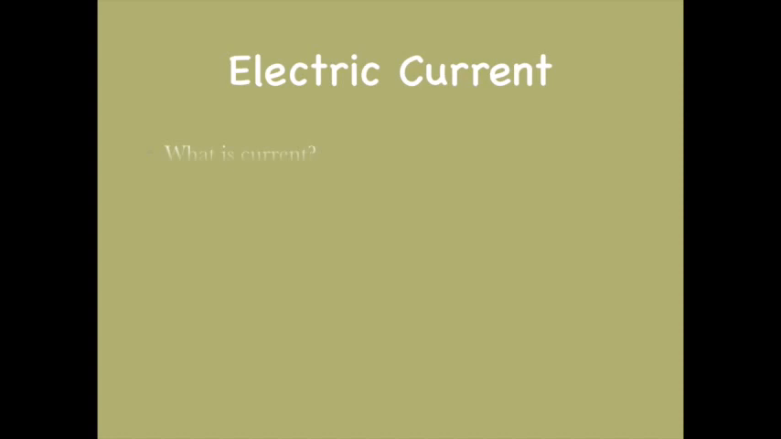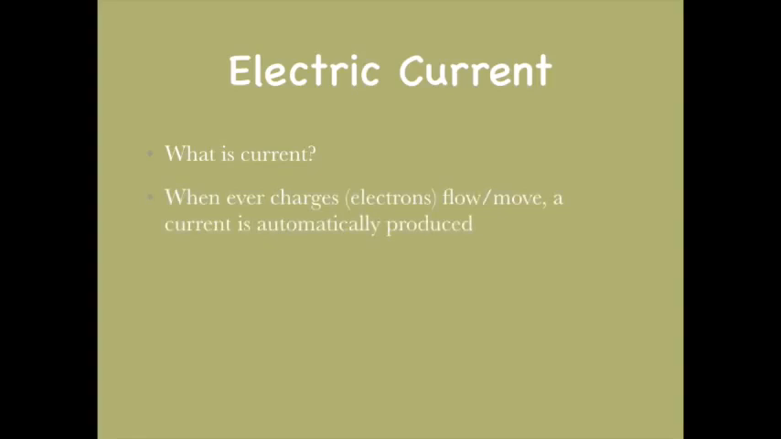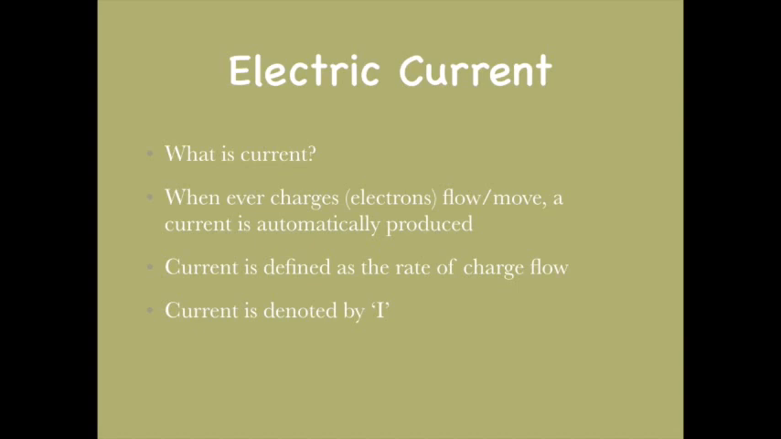So let's start with the first topic, electric current. Now we usually get an idea of what current is. Whenever charges, which are electrons, flow, a current is automatically produced. Current is defined as the rate of charge flow. Current is denoted by the capital letter I, and the unit of current is ampere.